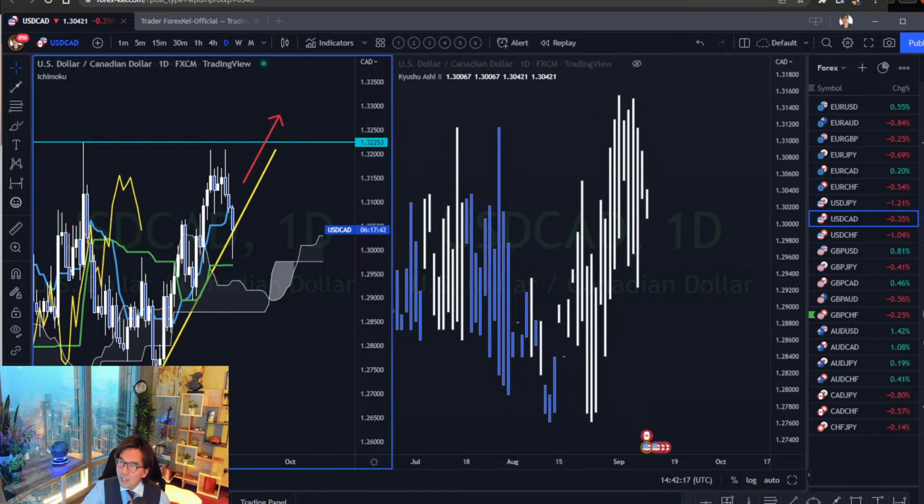Alright, let me check some other charts now. Ashley says, is Kyushu Ashi available on MT4? No, it's not available. As far as I researched MT4, Kyushu Ashi in English and also in Japanese, I can't find an indicator. So far, I only find the Kyushu Ashi indicator in TradingView.